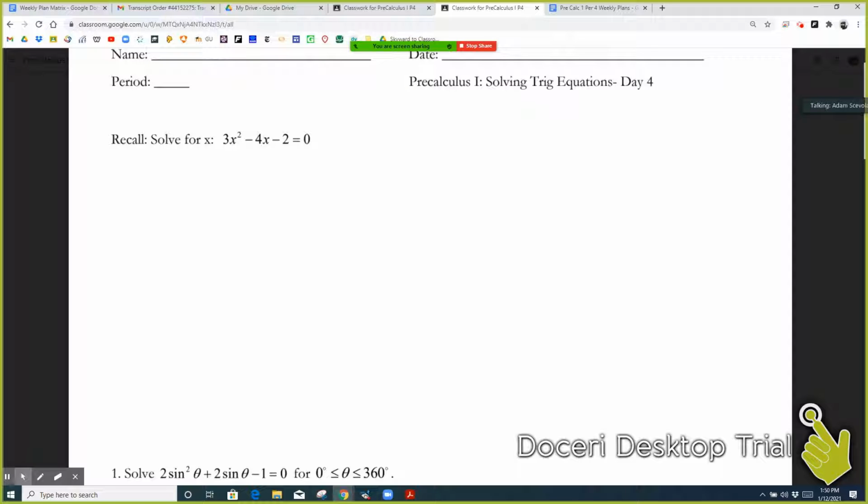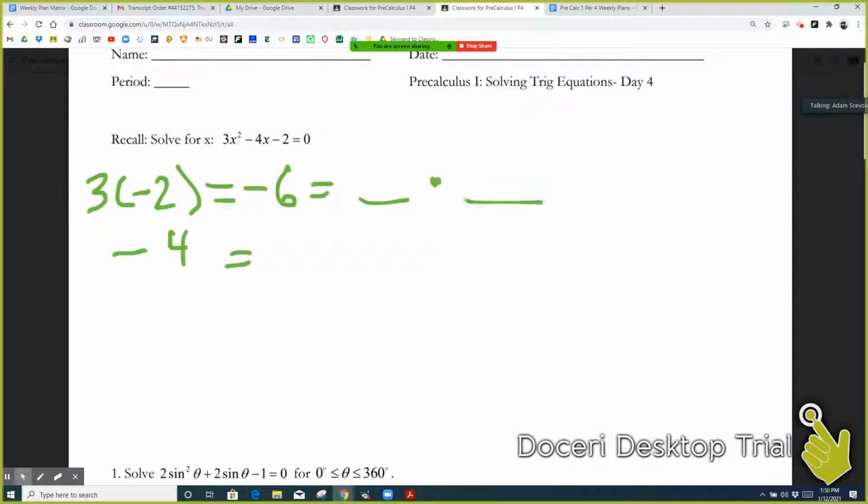So the leading coefficient is 3, and the constant is -2. So I'm seeing 3 times -2 is -6. All right, so that's a times c. All right, b is -4. Are there two numbers that multiply to -6 and add to -4? If so, then that means I could factor this.